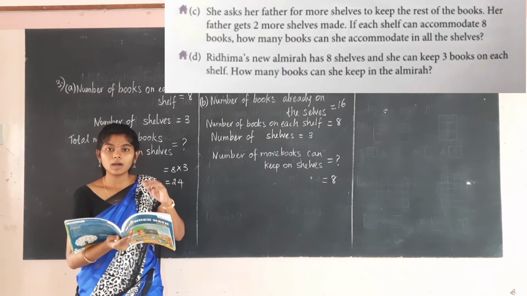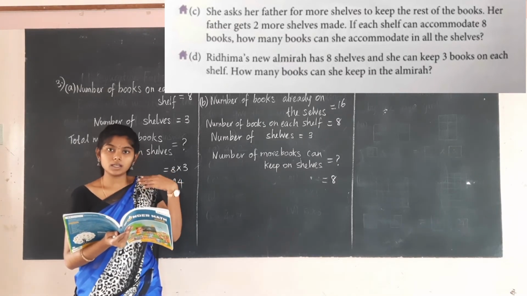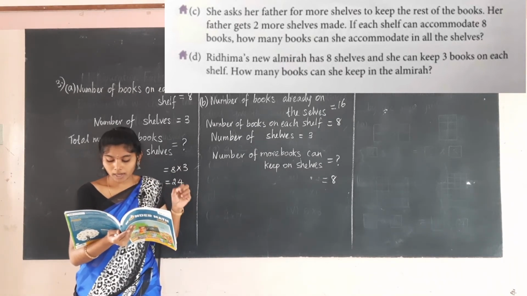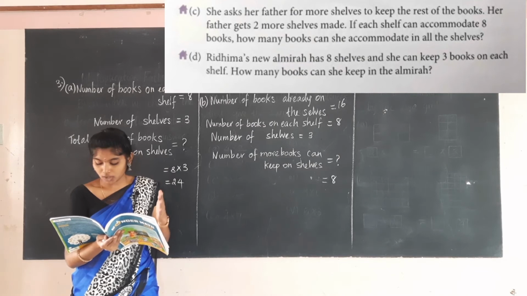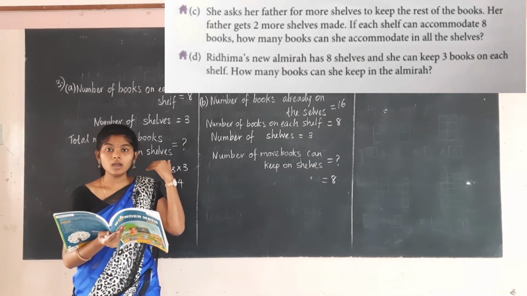And her father makes 2 more shelves there. Already 3 is there. He is making 2 more shelves. So totally 5 now. So now you are going to find how many books can she accommodate in all the shelves. So in all these 5 shelves, how many books she can accommodate there?